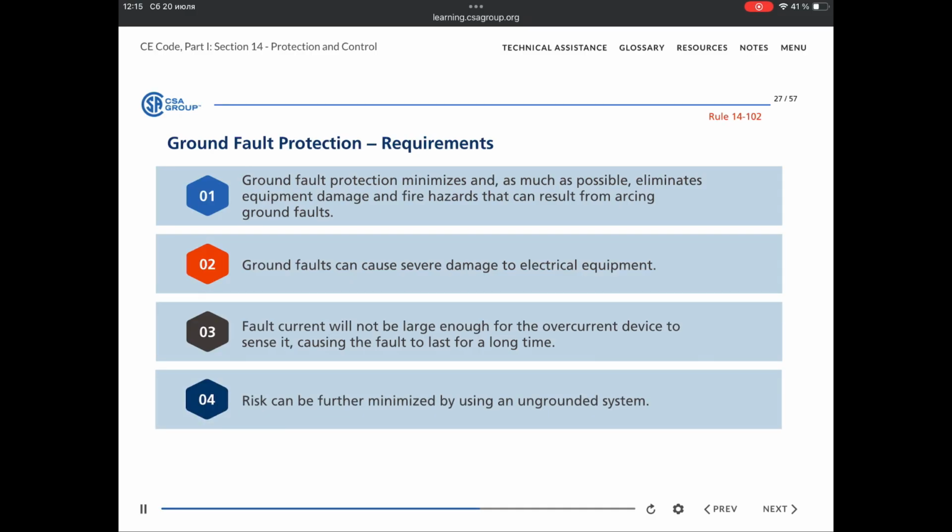Risk can be further minimized by utilizing an ungrounded system. In this type of system, a fault to ground on one of the phases does not result in an arcing fault. A fault to ground on another phase results in a phase-to-phase fault, which will cause a large amount of current to flow and a response from the overcurrent device. The risk is minimized by using an ungrounded or solidly grounded system.